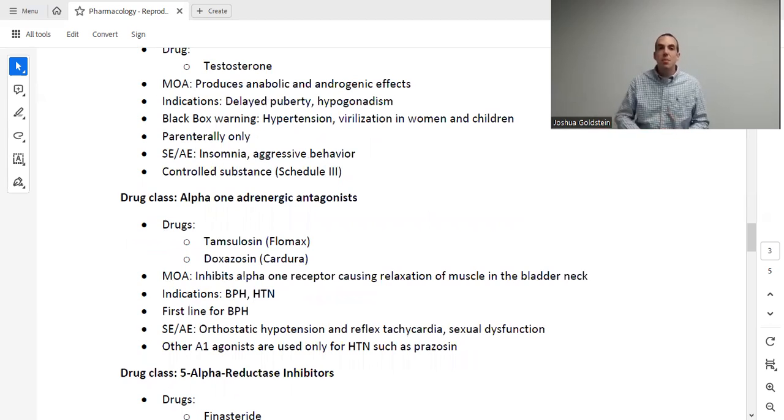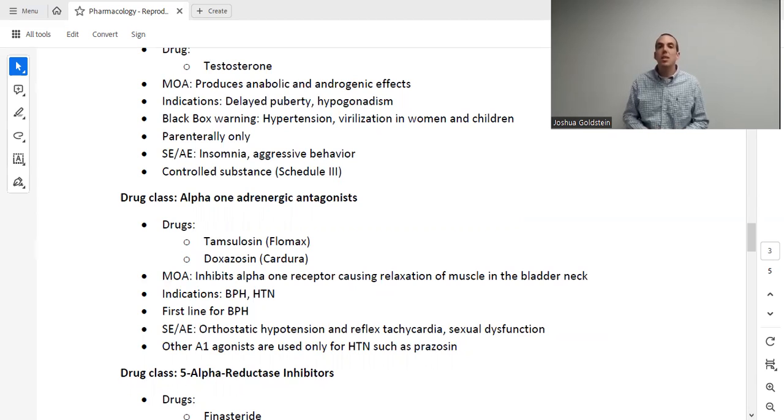Moving on from women's health to men's health, the first drug class we have are androgens, and the drug we're going to talk about is testosterone. Mechanism of action here is that it produces anabolic and androgenic effects. What is it used for? It's used for two things: delayed puberty and hypogonadism.